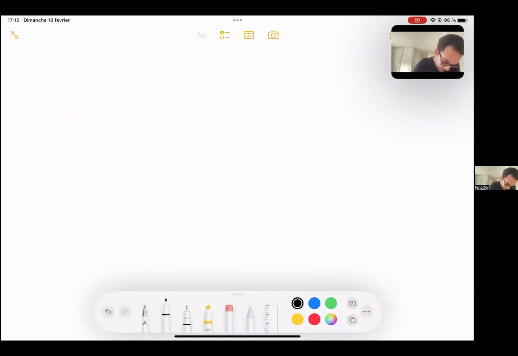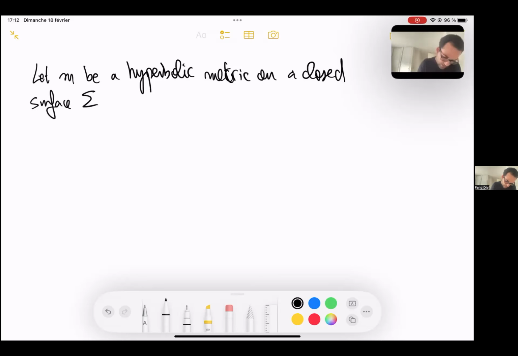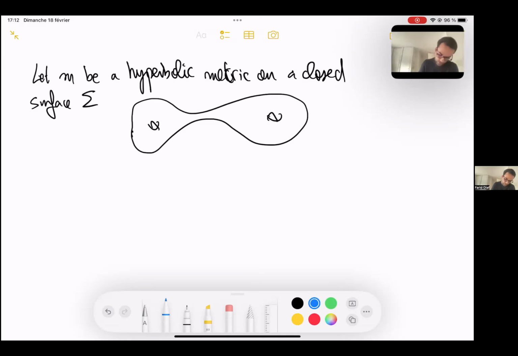The thing is that this is related to Teichmüller theory, namely the study of hyperbolic metrics on surfaces. So take a hyperbolic metric on a closed surface sigma, let's say the surface of genus 2. Okay, so we have this hyperbolic metric. And now you ask the question: how can you change this hyperbolic metric? How can you produce a new hyperbolic metric?